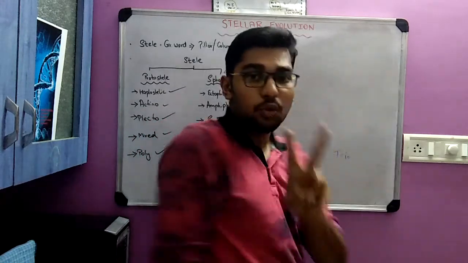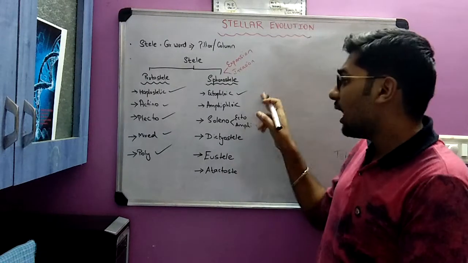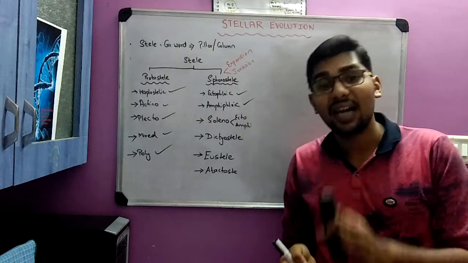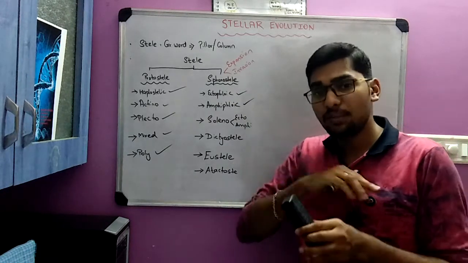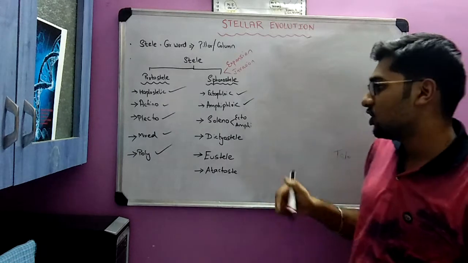So these are the first two types, which are most important, and are seen in the majority of cases. And amphiphloic, inner and outer, is seen in Marsilea rhizomes. When you take the rhizome section of Marsilea, that is a water fern, you can find this amphiphloic condition.